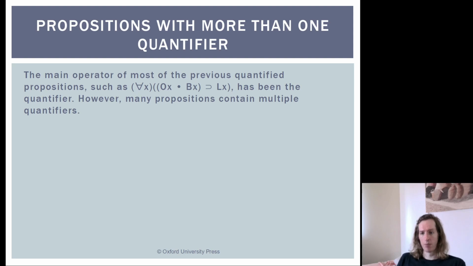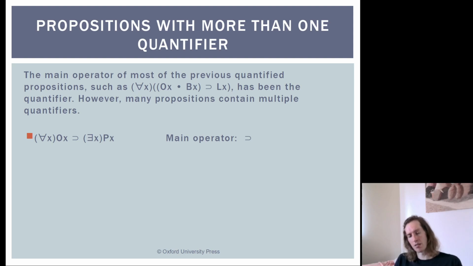So the main quantifier of most of the previous quantified propositions, such as for all x's, if Ox and Bx, then Lx, has been the quantifier. However, many propositions contain multiple quantifiers. So we can also have expressions like this, where we say for all x's, if x is an opera, then there is at least one x such that Px. Well, I guess I should say for all x's, Ox. We don't know if it's opera that we're talking about here exactly. But in this case, the main operator would be the horseshoe, the conditional statement.